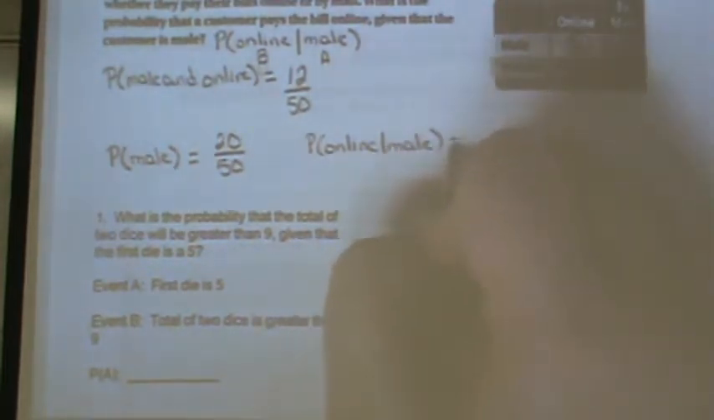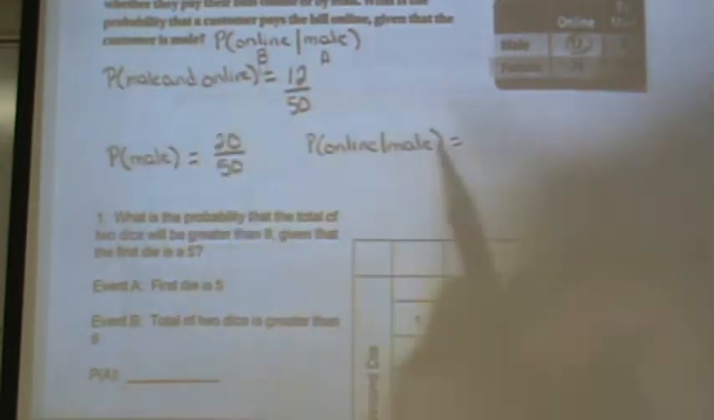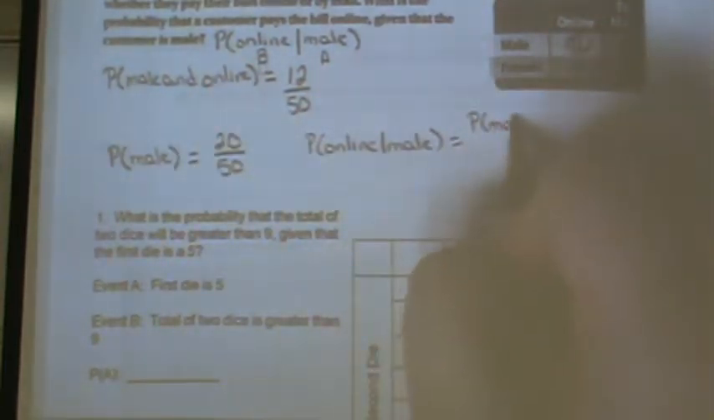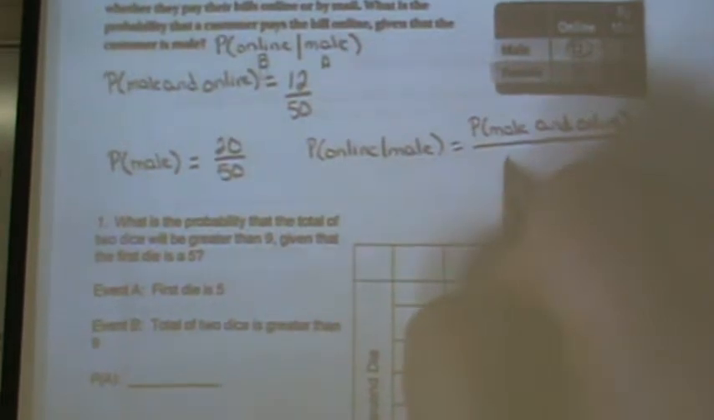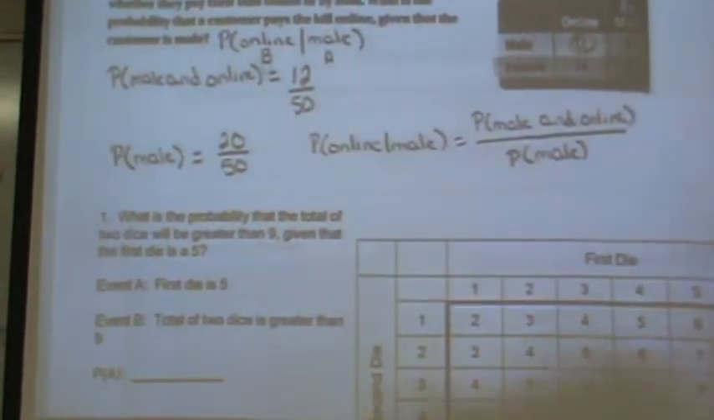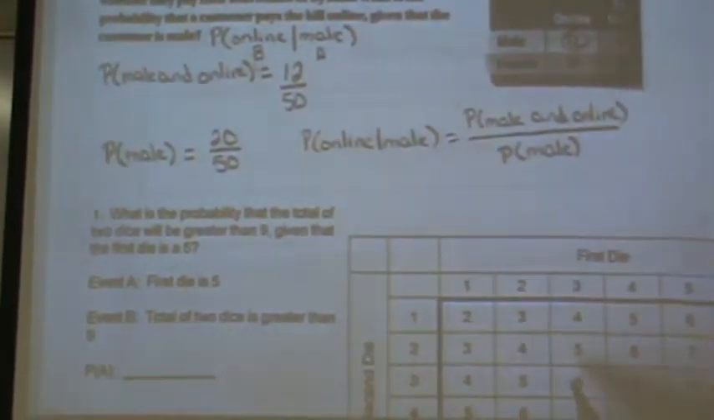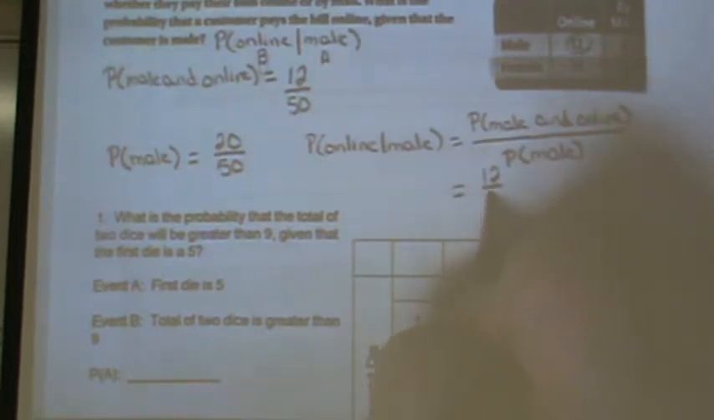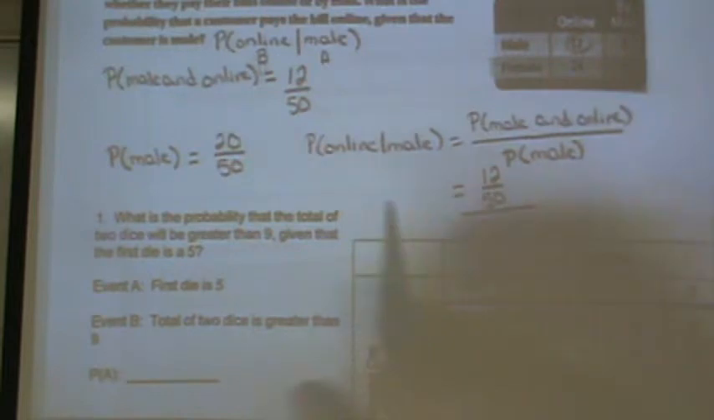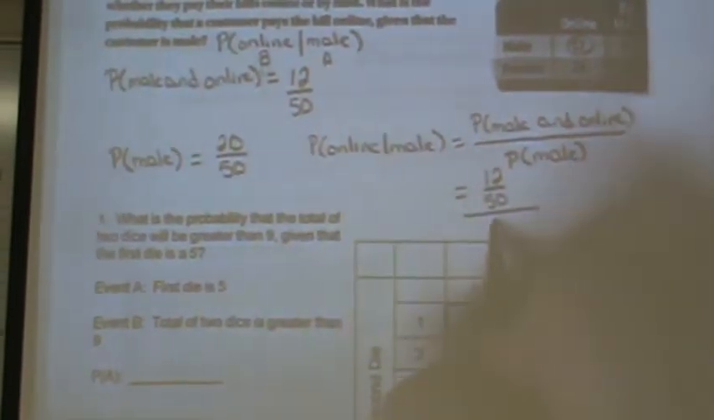So now, to find our conditional probability, the probability of online given male is going to equal the probability of A and B, so the probability of male and online, divided by the probability of being male, because that's what the formula said. So if we plug in our values, for the probability of male and online, we have 12 over 50. And then that's going to be divided by the probability of being male, which was 20 over 50.